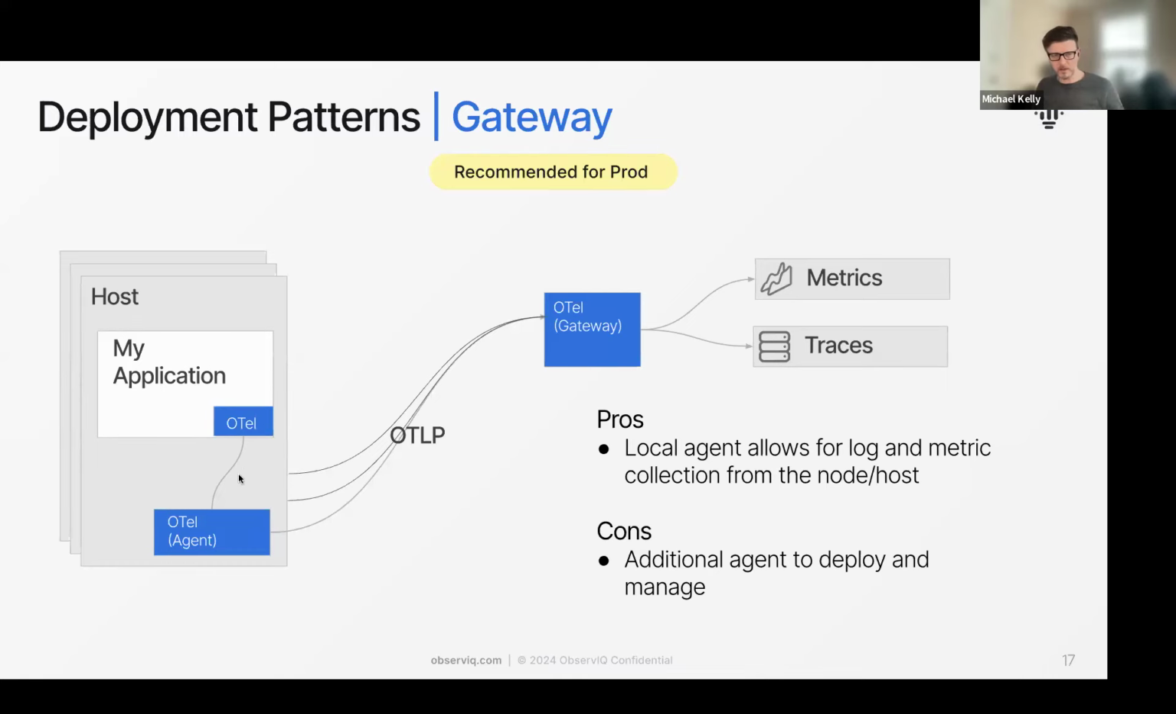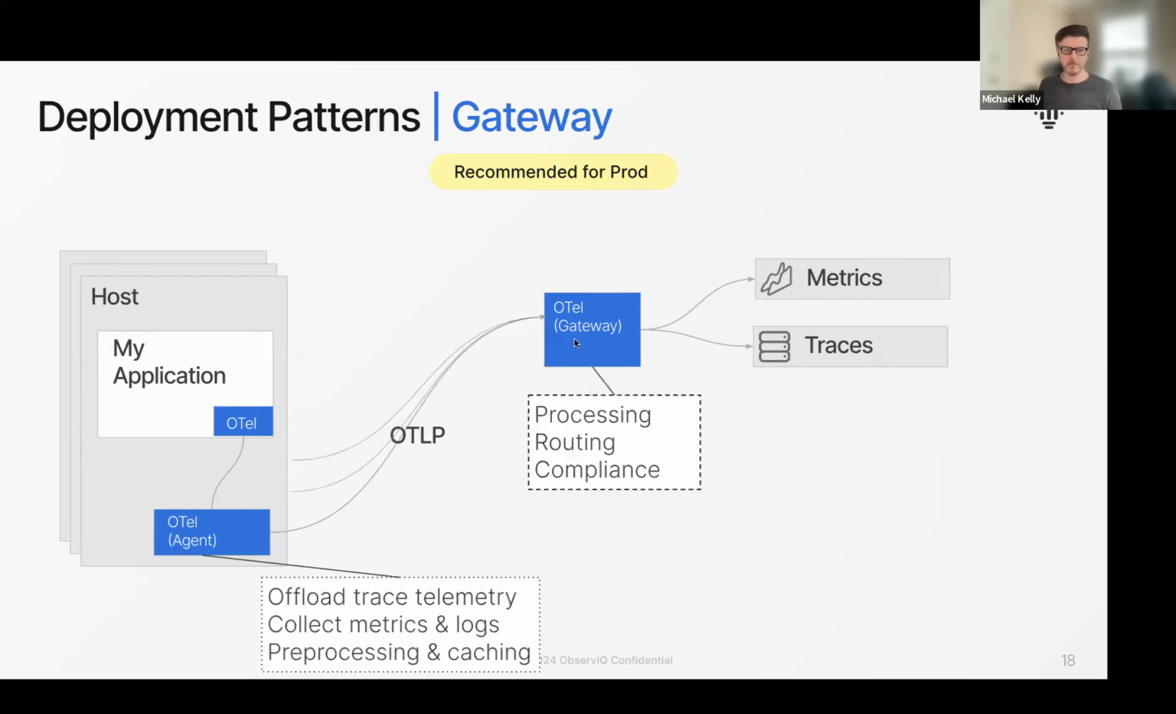You are offloading the data from the SDK, and then you have a gateway that's able to do additional processing. We'll talk a bit more about that in this slide. So the agent offloads trace. It allows you to collect metrics and logs. It does any pre-processing that you need on that data, and can also implement some caching. So if it's critical that you don't lose any data, you can have a small cache at the host itself.